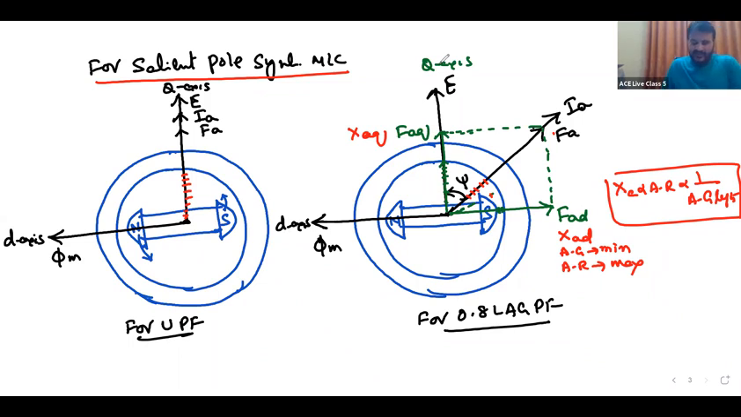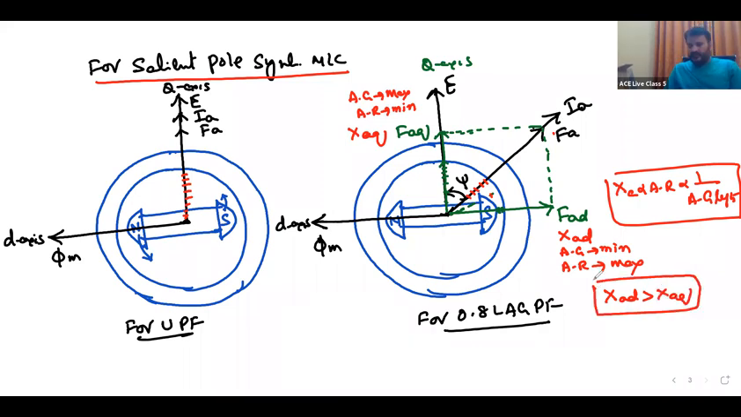But what about along the quadrature axis? Along the quadrature axis, the air gap is maximum, therefore the armature reaction is minimum. So that can be taken as XAQ. Can you tell me which is greater? XAD will be greater than XAQ because the armature reaction is more along the direct axis.